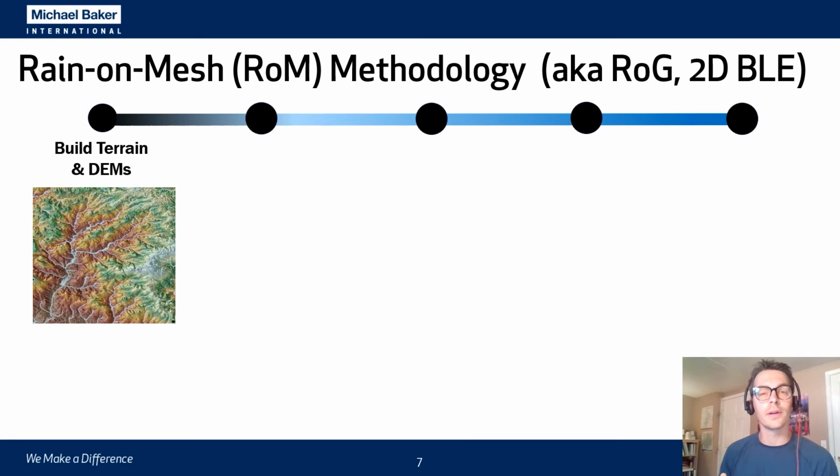This slide is going to give a quick crash course in rain-on mesh methodology. Sometimes it's called rain-on grid, though that implies a rectangular cell. And then often this is what's used for 2D BLE, or base level engineering. But like any good model, it's going to rely on good terrain. So we build a digital elevation model.